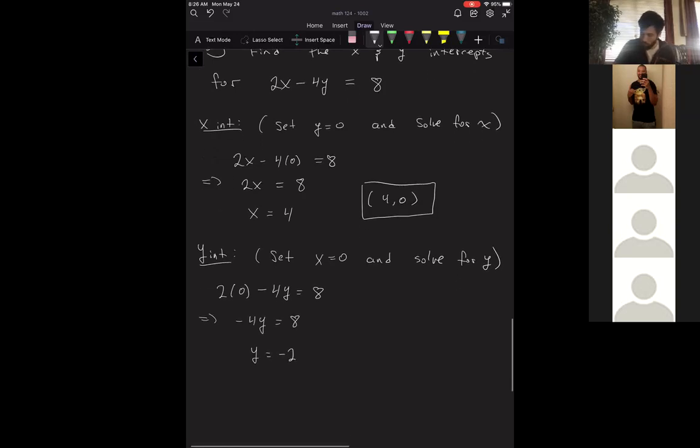So our point, remember the y-intercept, the x-intercept, those are points. So our x value is 0, and our y value, the one we came up with, is minus 2. So this is going to be our answer for the y-intercept. So we have our x-intercept is the point 4, 0, and then the y-intercept is the point 0, minus 2.